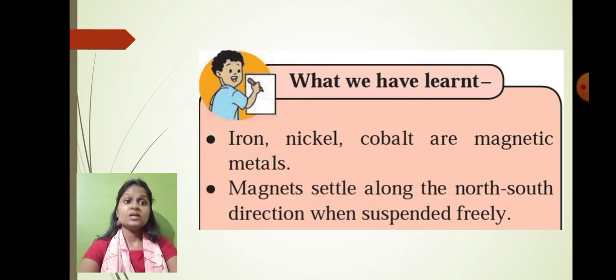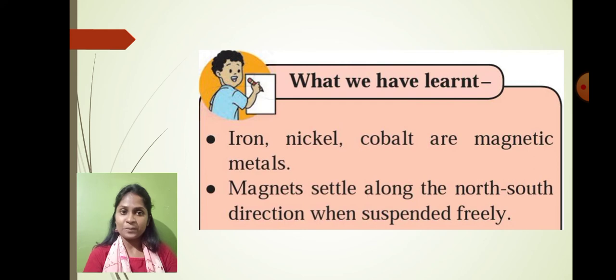Understood, students? So here we have completed the lesson Fun with the Magnets. I hope you must have understood the lesson thoroughly. So let's recall once again what we have learnt in this chapter. We have learned what the magnetic materials are. Iron, nickel and cobalt are the magnetic metals which get easily attracted towards a magnet. And we also learned what magnetic material and non-magnetic material mean.